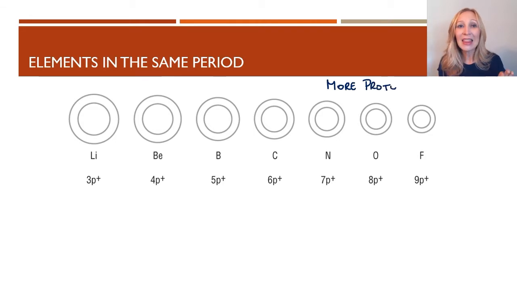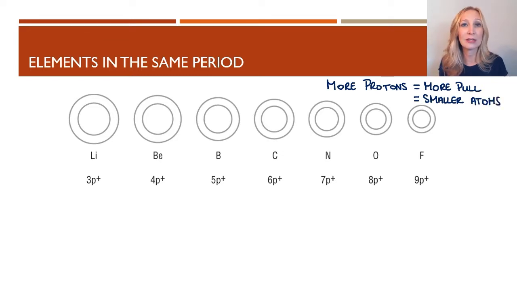So you'll see that those atoms, as we move across the periodic table, tend to get smaller and smaller and smaller as we move from left to right. You'll also notice that I have shown you the number of protons. We have 3, 4, 5, 6, 7, all the way across to 9 in that second row. So we're increasing the number of protons. And what this does is create more pull to the center, which creates smaller atoms, and you can see they're getting smaller and smaller as you move from left to right.